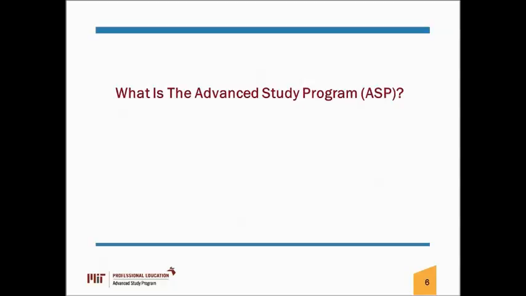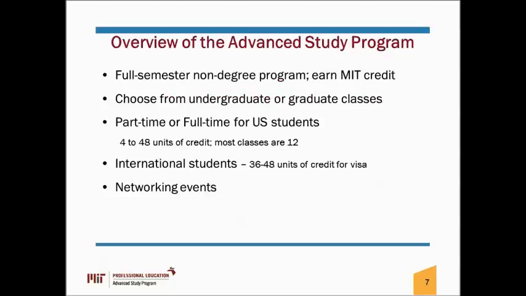Let's talk a bit more specifically about the Advanced Study Program. As I mentioned, we're a full semester non-degree program, though you do earn credit for the classes that you successfully complete. I also mentioned that you can take both undergraduate or graduate level classes. You are required to have already earned your bachelor's degree or higher in order to participate in the program. But as long as you've already done that, there's no limit on which classes you can take here at MIT. You can apply to take both graduate and undergraduate level.